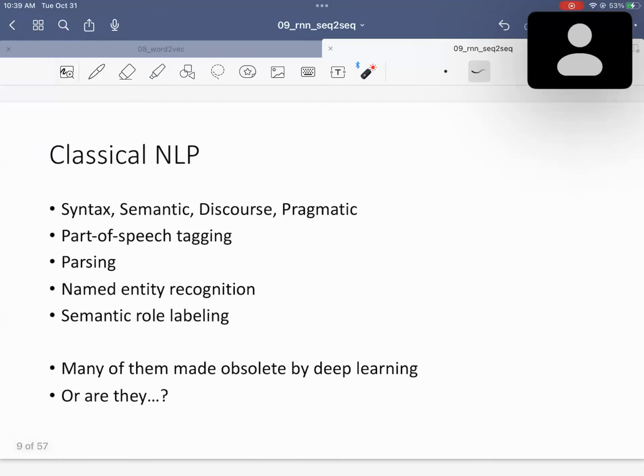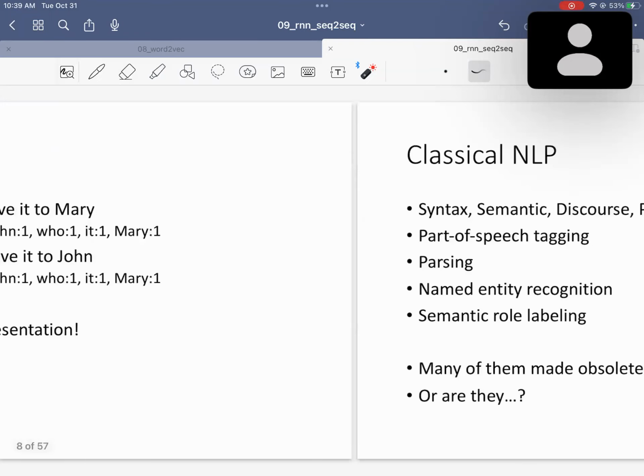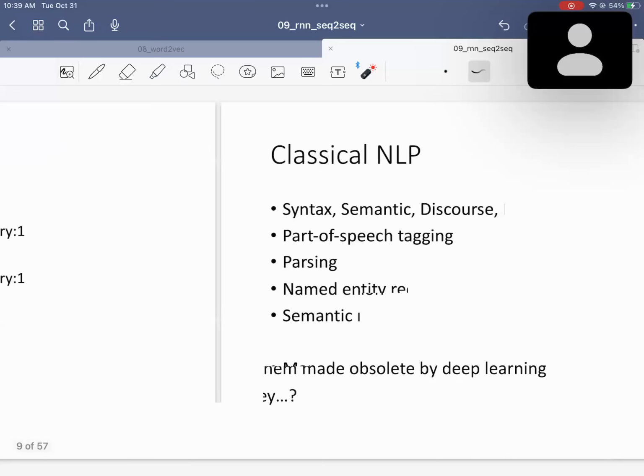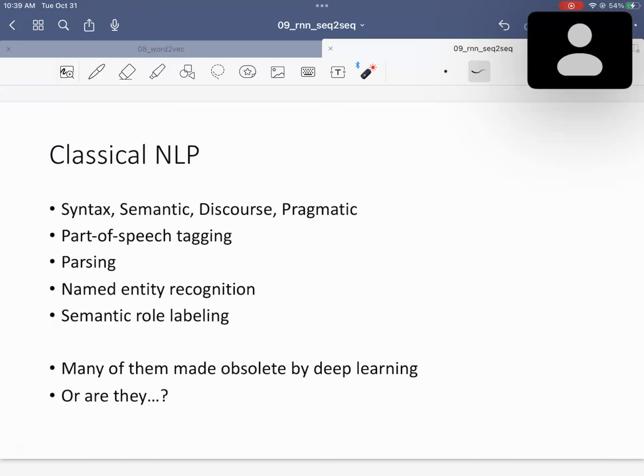So these kinds of bag of words approaches were heavily used in classical NLP. Bag of words is kind of a representation that you use to classify documents, or classify sentences into different classes, different labels, basically. But the other things here, all these classical NLP techniques, are a bit more linguistic.